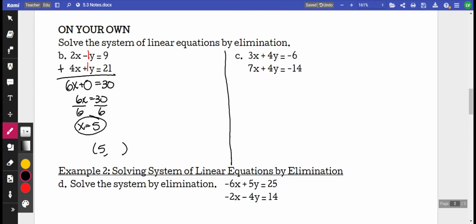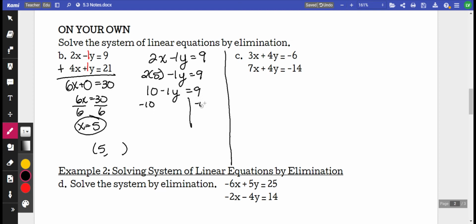Now we're going to go on to step number 4, and replace 5 inside of one of the two equations. It doesn't matter which one. I'm going to choose the first one. So 2x minus 1y equals 9. This becomes 2 times 5 minus 1y equals 9. 10 minus 1y equals 9. Extend my equal sign, subtract 10 from both sides. Negative 1y equals negative 1. Divide both sides by negative 1. You get y equals 1. So your ordered pair is 5, 1. That's your solution. All right, let's try letter C.